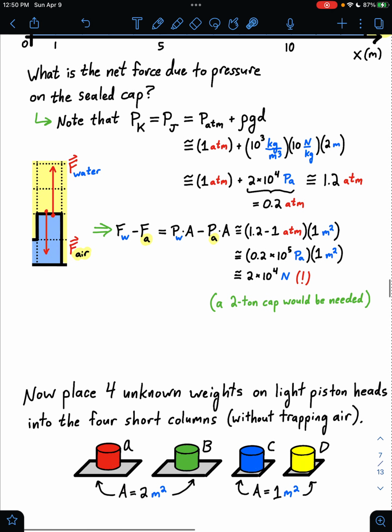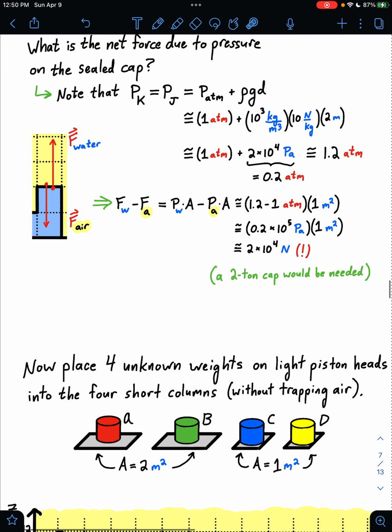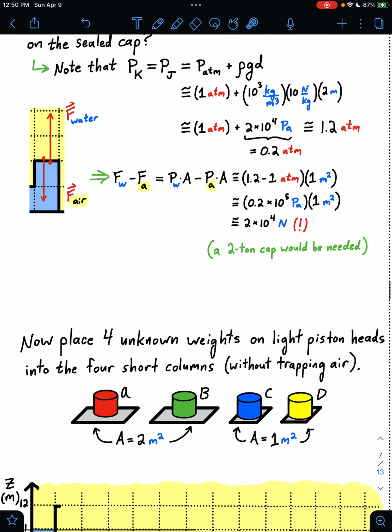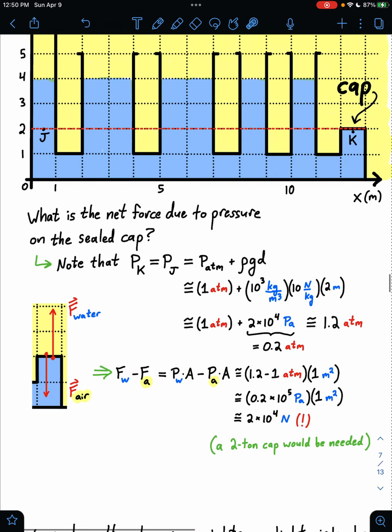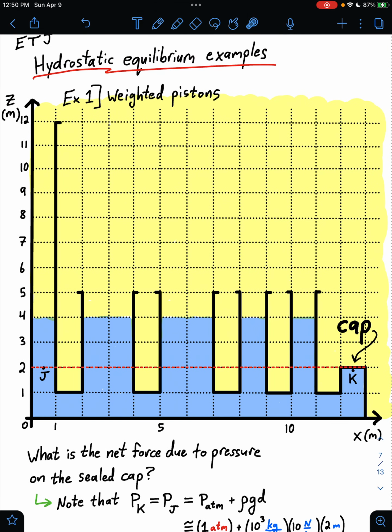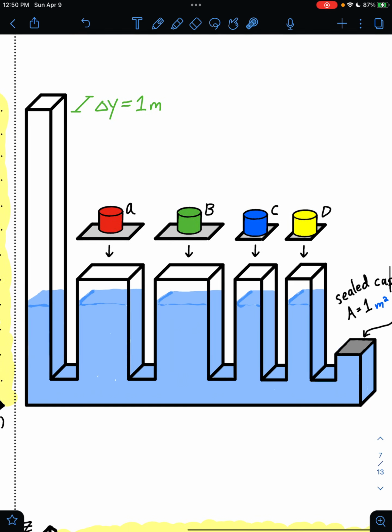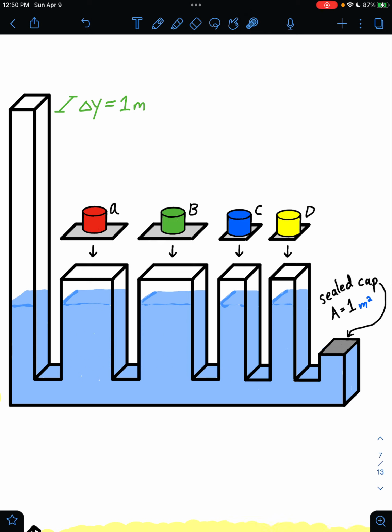Well, what we're now going to do is make the situation even more dramatic by loading up those 4 columns with 4 unknown weights on light piston heads without trapping any air in between. And so these will be our 4 weights, A, B, C, and D, sitting on piston heads with the cross-sectional areas 2 meters squared for these 2 and 1 meter squared for those. We're going to load those weights into these 4 columns and just have a more 3-dimensional picture of what this is going to look like.